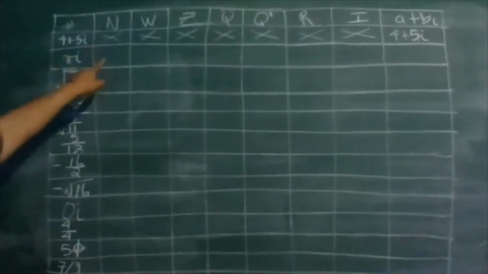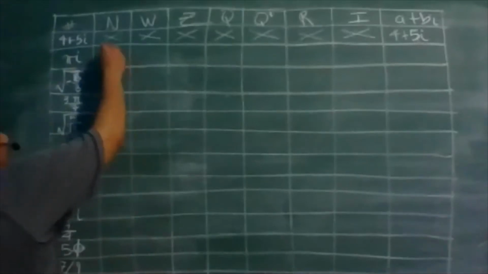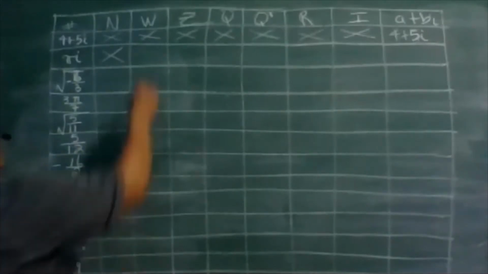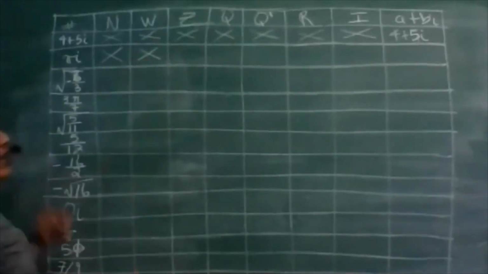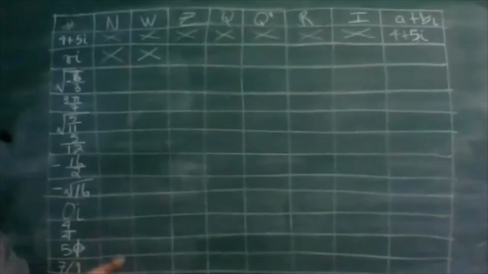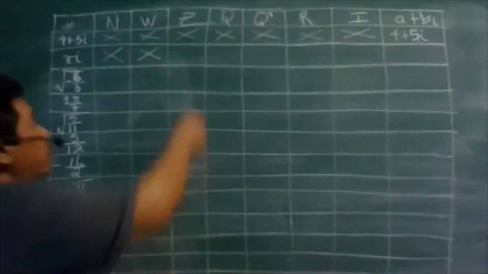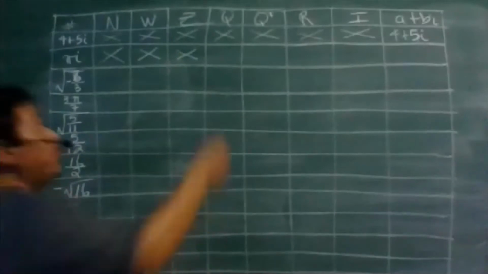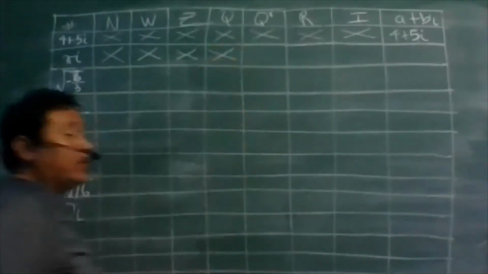So if I say, is it natural? No, it's not a natural number. It's not 1, 2, 3, 4, or any of those numbers. Is it whole? No, it is not whole. Is it an integer? No, it's not an integer. Is it rational? No, it's not rational.